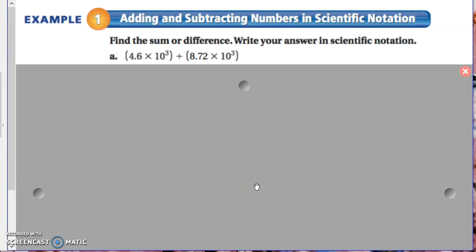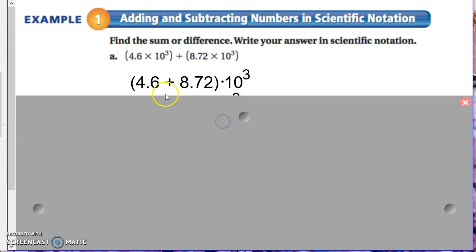So first up, we want to find the sum, and I need to write my answer in scientific notation. Now you'll notice that these do have the same power of 10. This one has a 10 to the third, this one has a 10 to the third. Well, what I can do is use the distributive property, and I can pull out these numbers that I'm going to be adding together and then just multiply it times 10 to the third once. So what that looks like is 4.6 plus 8.72, times 10 to the third. That's really using the distributive property, or factoring is another way that you could describe that.